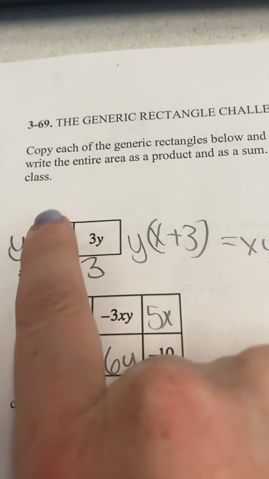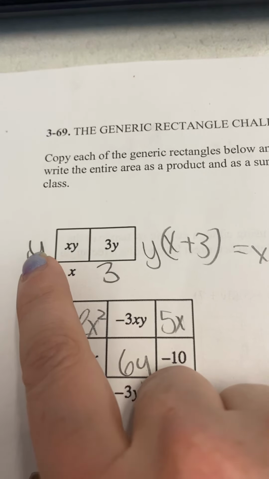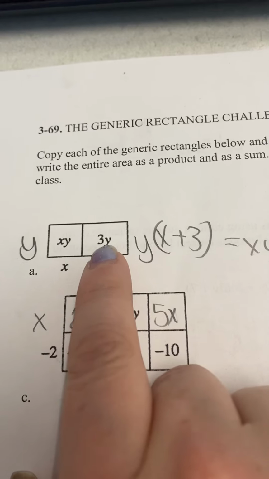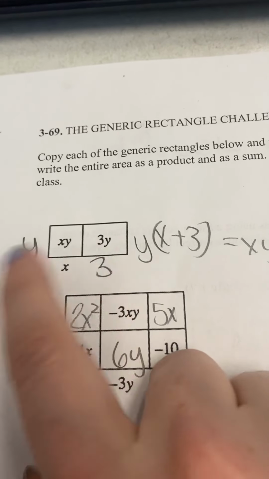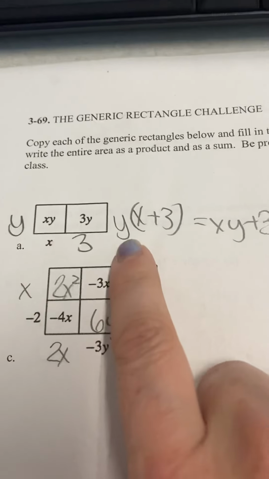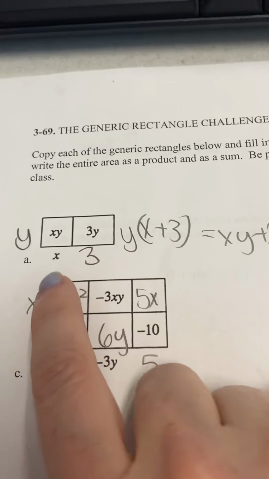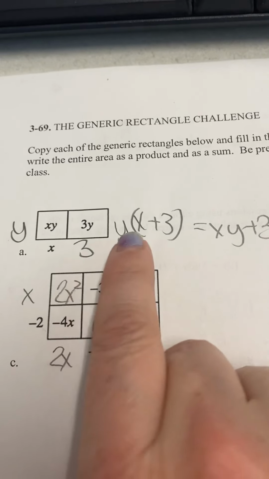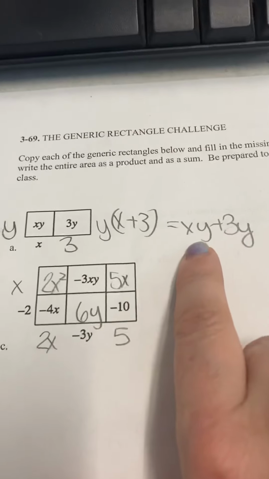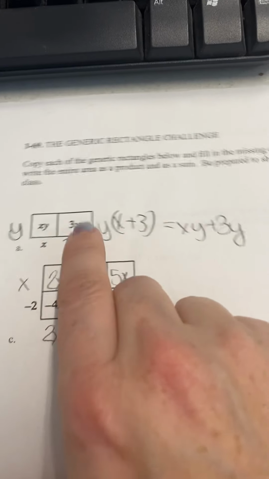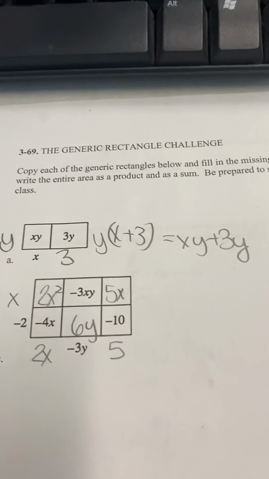And then, since we know that this one is y, times what is going to get us 3y? Well, 3 times y is 3y. And so then you can write it down. Your length is y, your width is x plus 3. That's as a product. And then as a sum, you'd have xy plus 3y. Add what's on the inside.